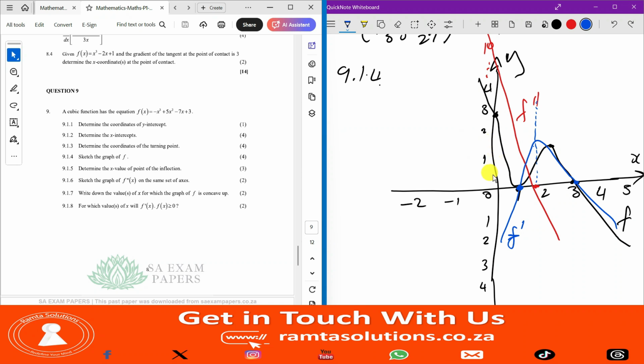So for them to be either 0, let me look at the x-intercepts. We want them to be both positive or both negative. Can you see to the left of x equals 1, f prime x will be negative, but f of x is positive. So this is not what we are looking for, because positive times negative is negative. We're not looking for that.